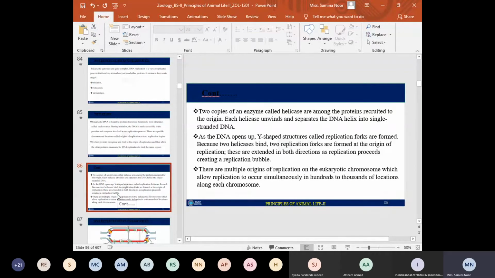As the DNA opens up, or after the unwinding of the DNA molecule, a Y-shaped structure is formed, and this Y-shaped structure is also known as a replication bubble. Y-shaped structures called replication forks are formed. Because the two helicases bind, two replication forks are formed at the origin of replication. These extend in both directions as replication proceeds, creating a replication bubble. So as a result of unwinding, a replication bubble is formed, and in each replication bubble, two replication forks are formed.